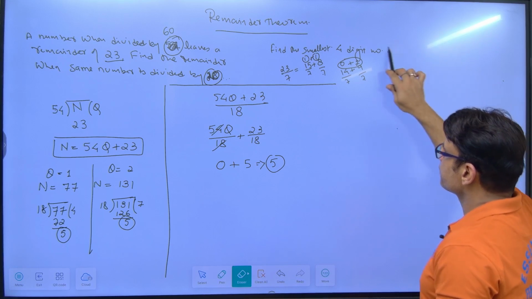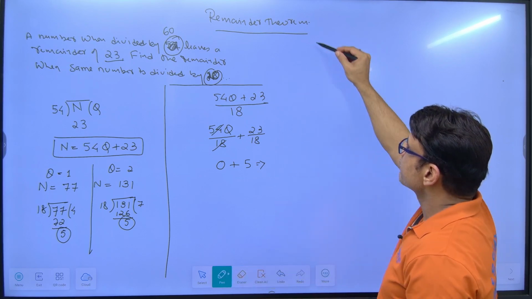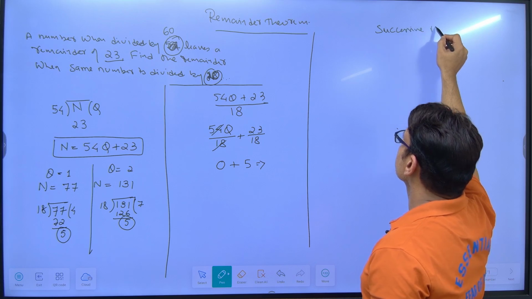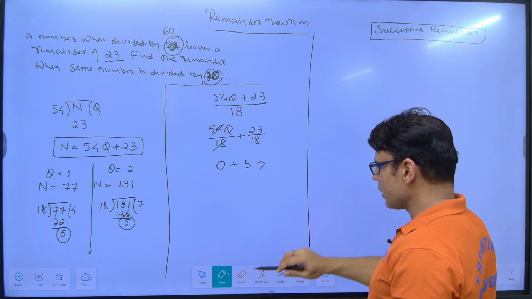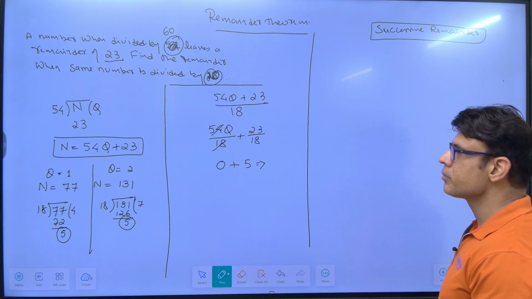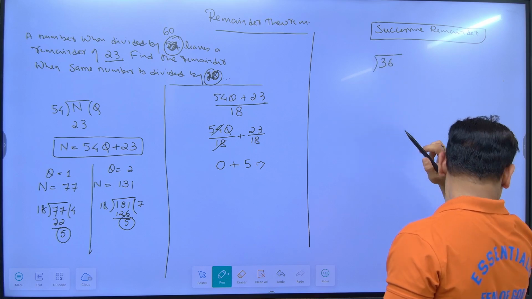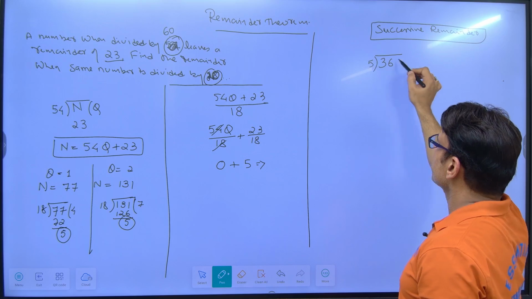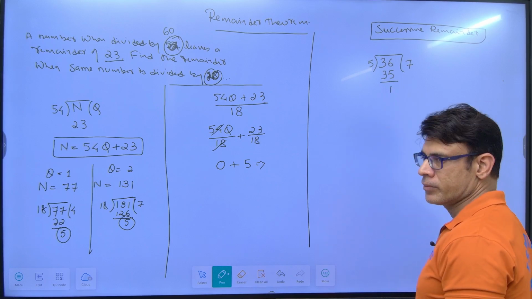Successive remainders. What is successive remainder? Let's take a number, 36, and let's say divide with 5. So 5 sevens are 35 and remainder is what? 1.